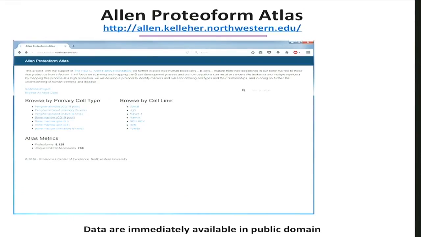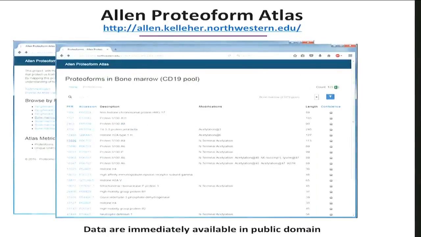And we're putting it all into a data repository, the Allen Proteoform Atlas. It's ready immediately. We have not published on this data, but that's in line with a lot of the ways in which we're moving forward as a community of scientists. And so you can drill down on these and look at the different cell types, which I blew by for time's sake, cell lines or primary cells. And then in these primary cells, okay, a CD19 pool.